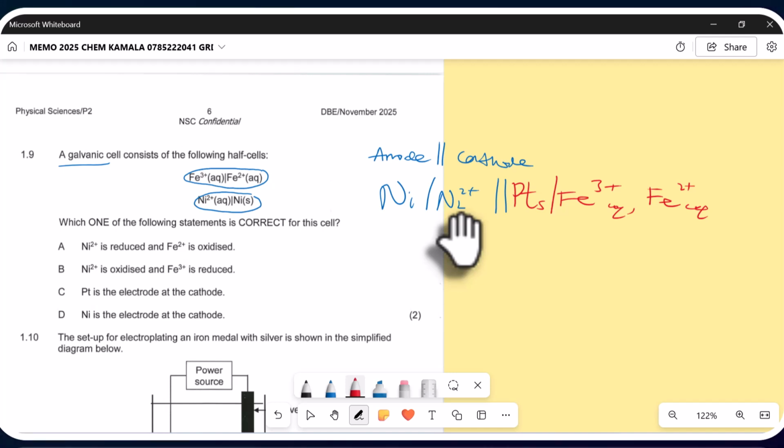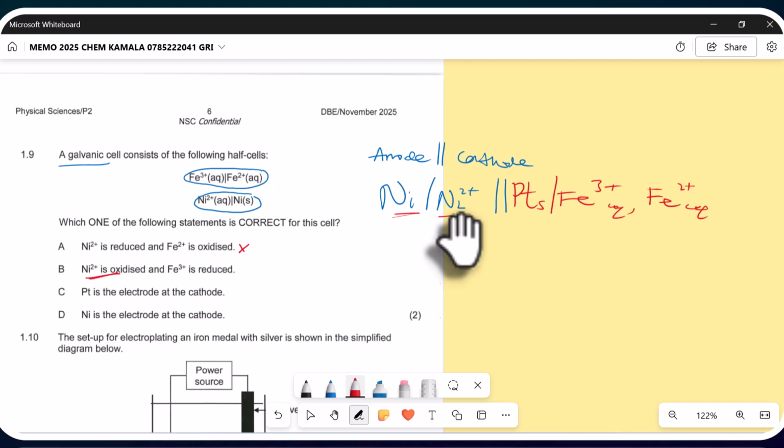They say the platinum electrode is at the cathode. Now you see here we've got this platinum. So this is correct, because we need this metal surface for the reaction to take place. Then they said nickel is the electrode at the cathode. Now this nickel, we know this side is for the anode. So this is not correct. So the answer here is what? The answer is C. Hope we are together.